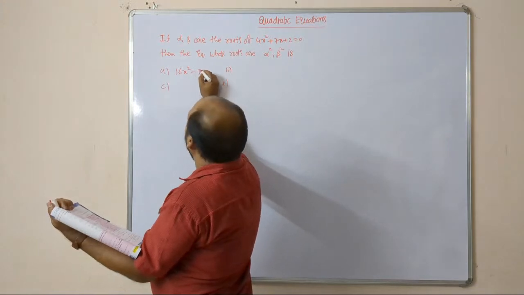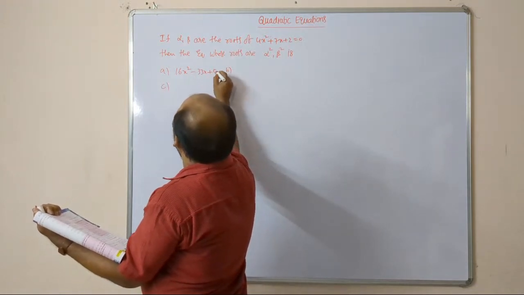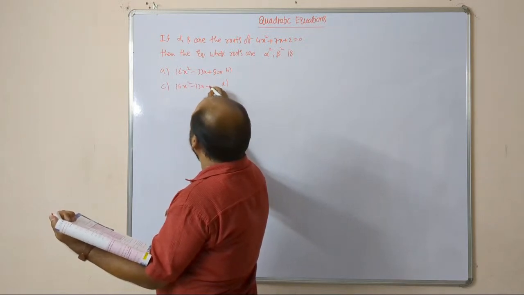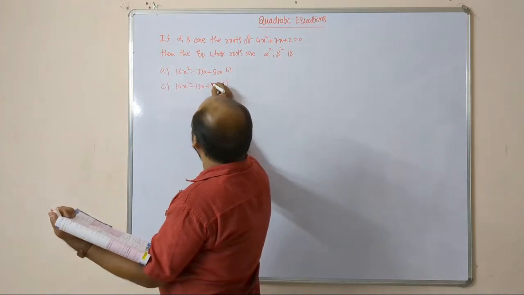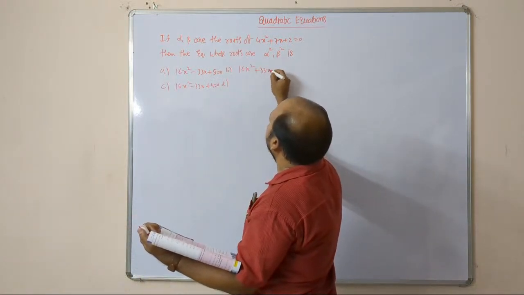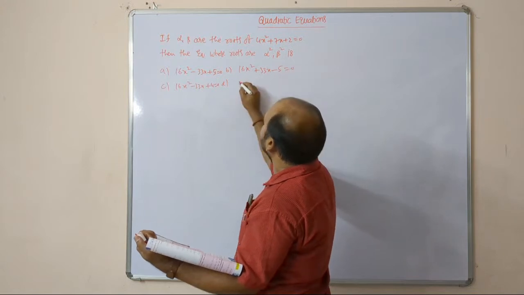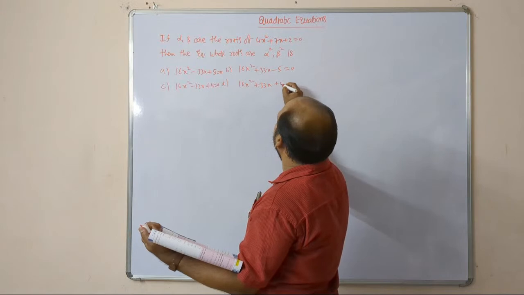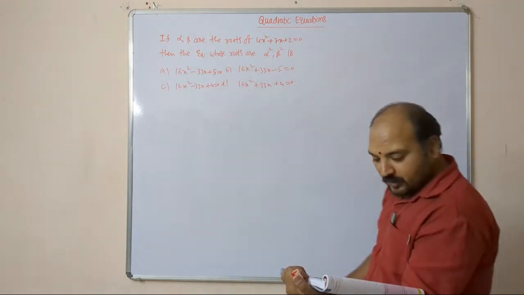16x square minus 33x plus 5 equal to 0. 16x square minus 33x plus 4 equal to 0. 16x square plus 33x minus 5 equal to 0. 16x square plus 33x plus 4 equal to 0. That is one question.